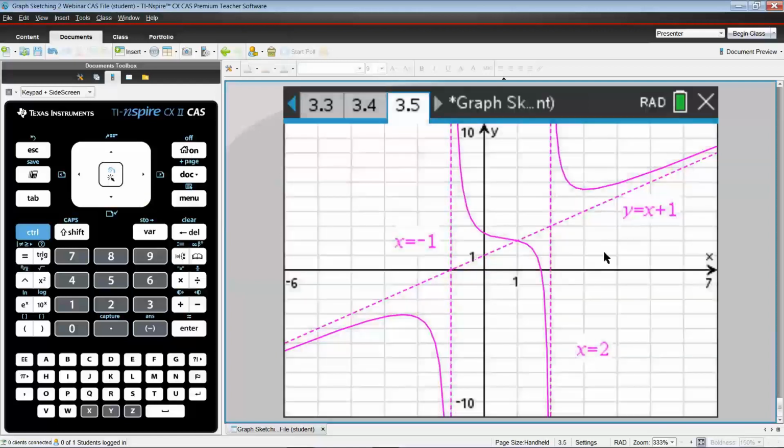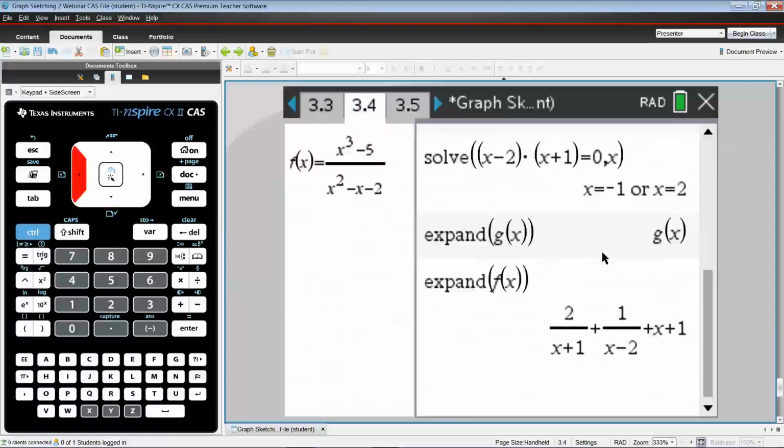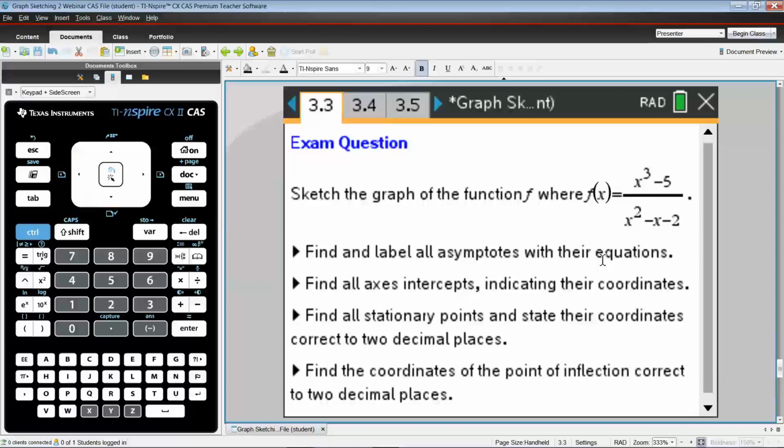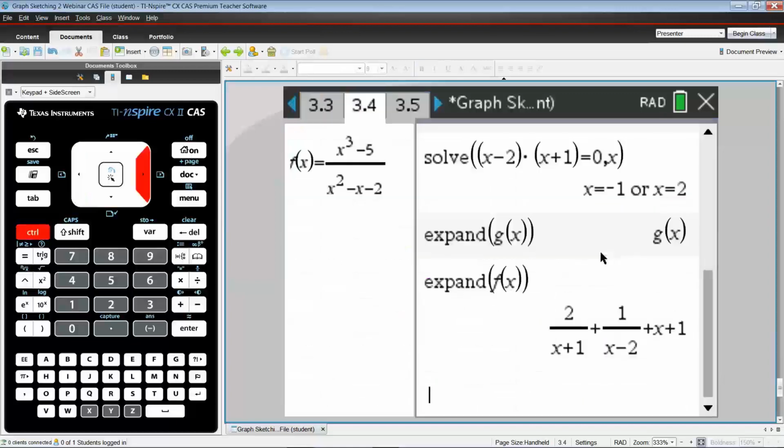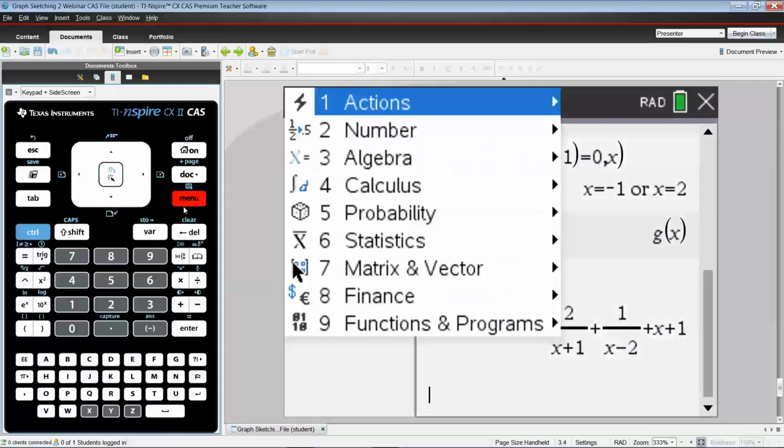Okay, so we've now got all the various asymptotes drawn on the graph. Now let's go and find all the axes intercepts. Okay, so to find axes intercepts, I'm simply going to solve, menu 3.1.